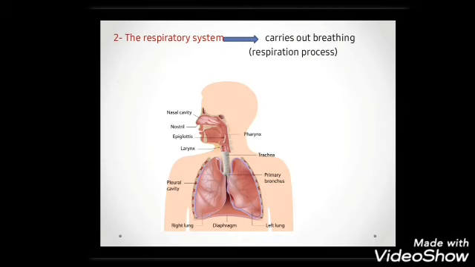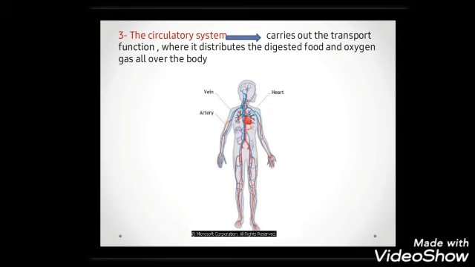Number two, the respiratory system helps me to breathe, to take the oxygen and get rid of carbon dioxide. So the respiratory system is responsible for the respiration or breathing process. Number three, the circulatory system. Its function, or its importance, is to take the digested food and the oxygen and transport it, or distribute it, to all the body parts.